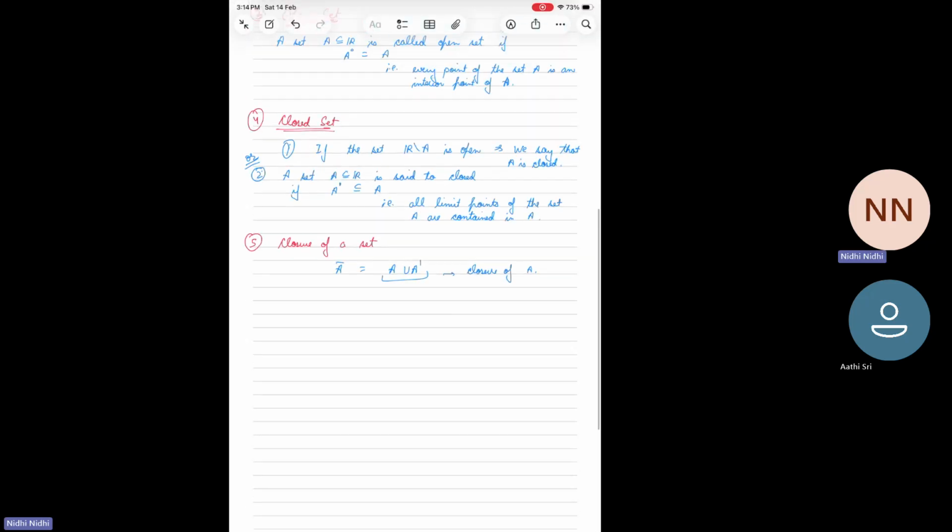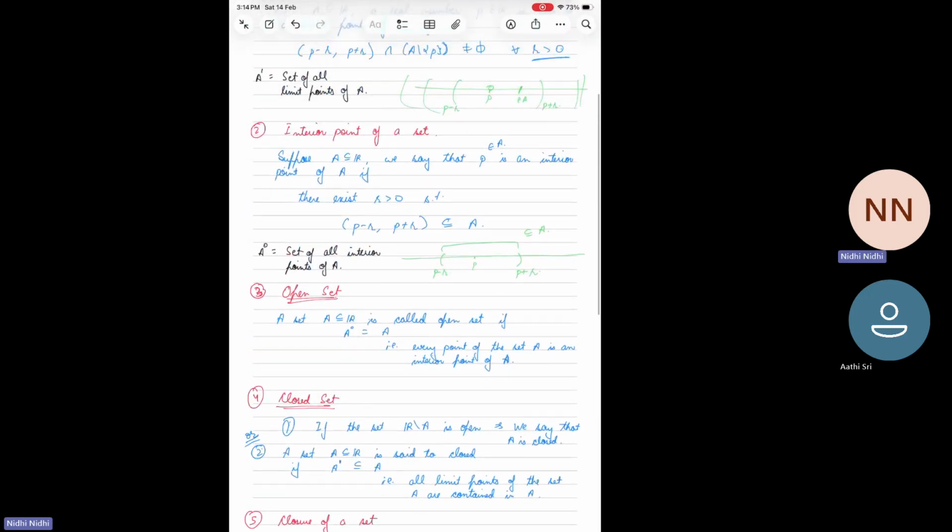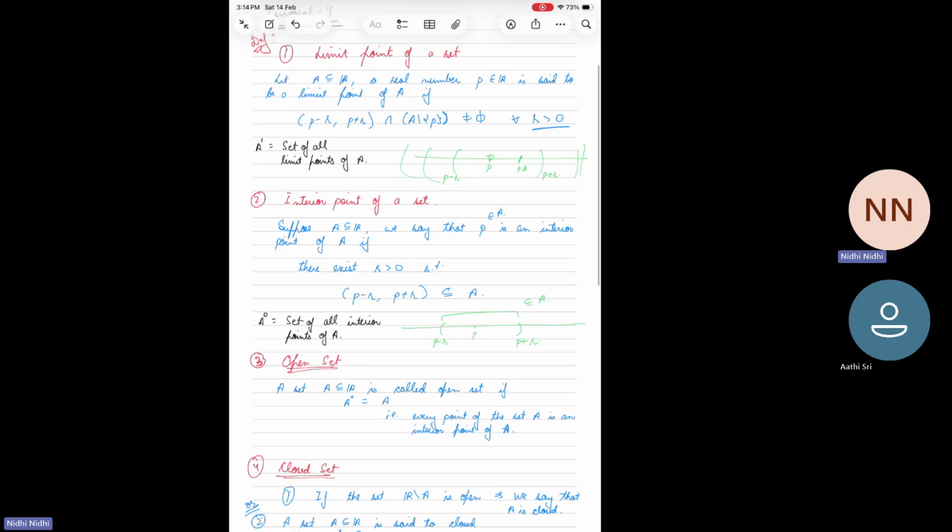I hope these definitions are clear to everyone. If you have any doubt in any of the definitions, you can ask. Otherwise, we'll move forward and solve week 3 assignment problems, which are mainly involved around all these definitions.